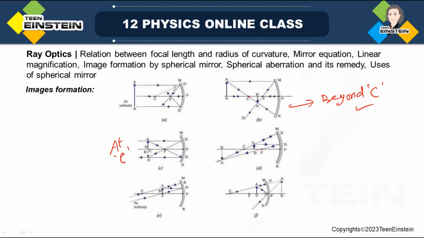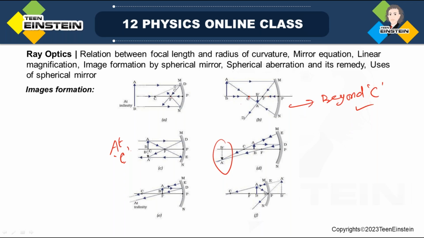Now see, if the object is kept between C and F, then see the image will be formed beyond C. This is the image. This is now actually an enlarged image. Okay, as you are going towards the pole, the image is getting magnified. You look at a very far distance or at infinity, the image will be a point image.